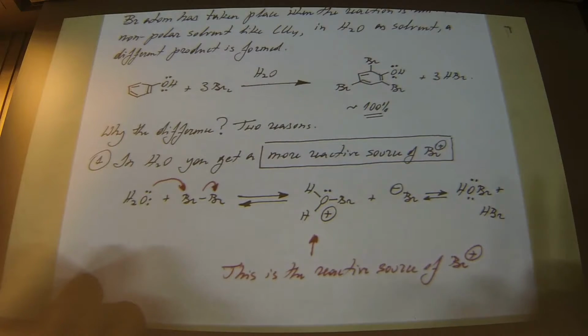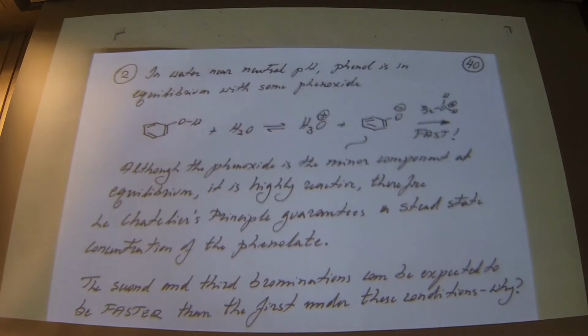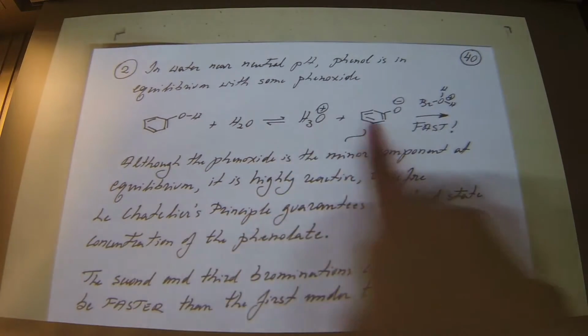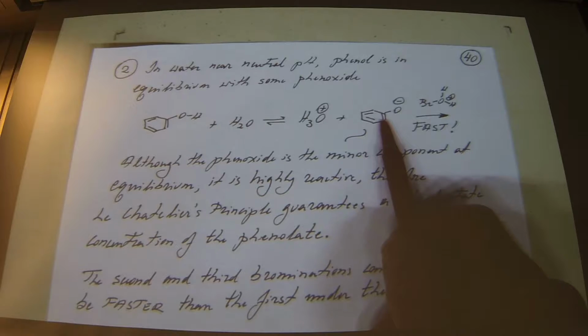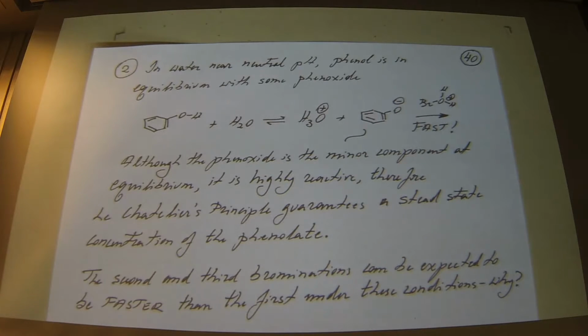That's one reason. The other reason is maybe a little bit harder to see. That in water, there's an equilibrium. There's not much of this. It's a minor component of the equilibrium, but there's a little bit of phenoxide. And so the phenoxide is even more reactive than the phenol as a nucleophile, reacting with electrophiles like Br+. And so this is the other reason why in water you get a very fast reaction.